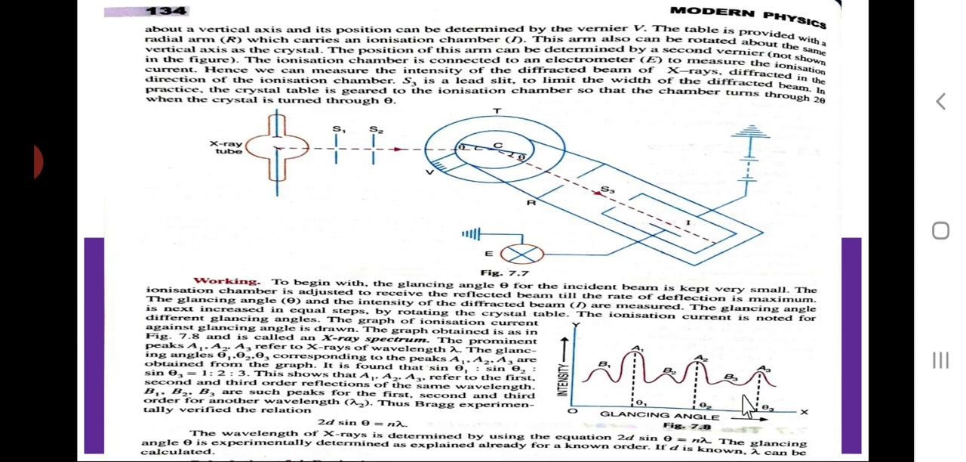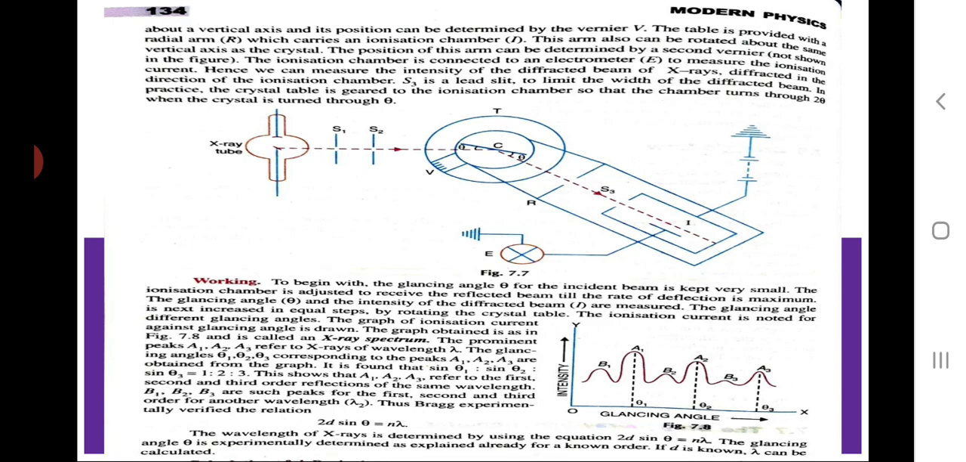The glancing angles theta 1, theta 2 and theta 3 corresponding to the peaks A1, A2, A3 are obtained from the graph. It is found that sine theta 1 : sine theta 2 : sine theta 3 is equal to 1 : 2 : 3. This shows that A1, A2, A3 refer to the first, second and third order reflection of the same wavelength.